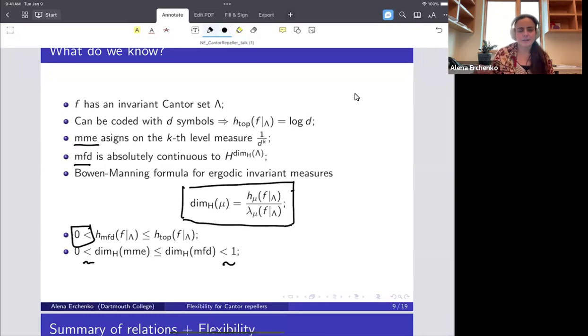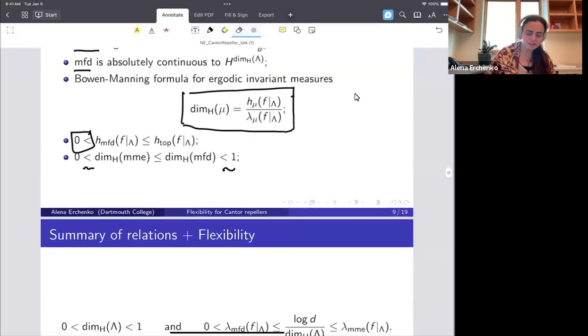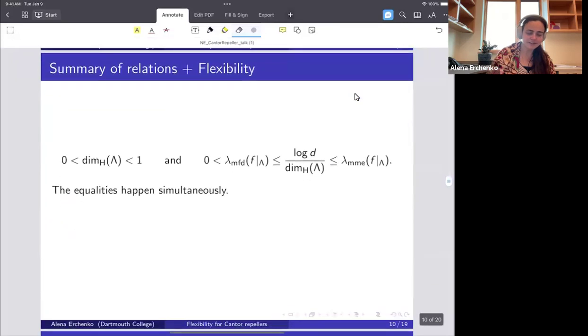A priori, for one measure I have its dimension, topological entropy, Lyapunov exponents, and the same for the other one. So I have 6 quantities, but because of relations like the Bowen-Manning formula, we can realize that only 3 of them matter. As soon as you know 3 of them, the others you can figure out. And for presentation, it's convenient to think about the dimension of my invariant set, which has to be between 0 and 1.